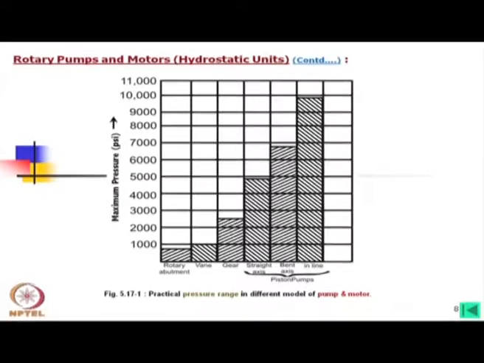I shall explain what is straight axis and what is bent axis and inline. Straight axis is a lower pressure, bent axis a little better, and inline usually means something like a radial piston. They can go up to 10,000 psi, which means about 70 megapascals.